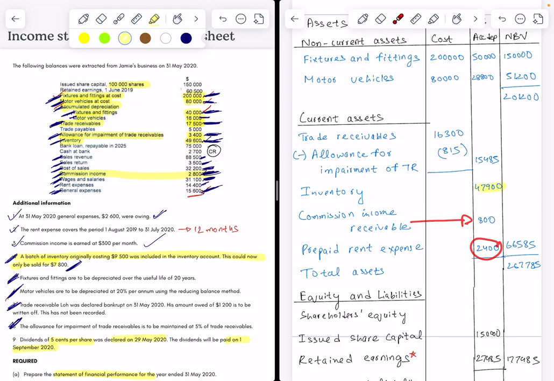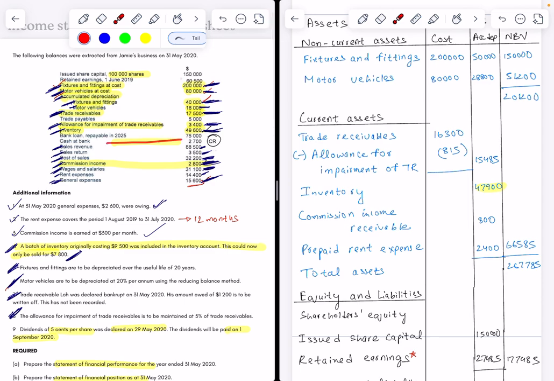Normally you have the cash at bank account, but in this case we have a bank overdraft due to the fact that cash at bank is $2,700 credit. This means that we actually don't have any money in our bank account. Rather, we have withdrawn in excess. And that is why it's a bank overdraft, which is a current liability. And this amount of $2,700 is what you will report when you prepare the current liabilities section as bank overdraft.